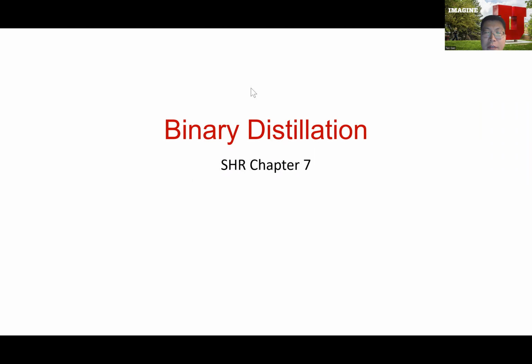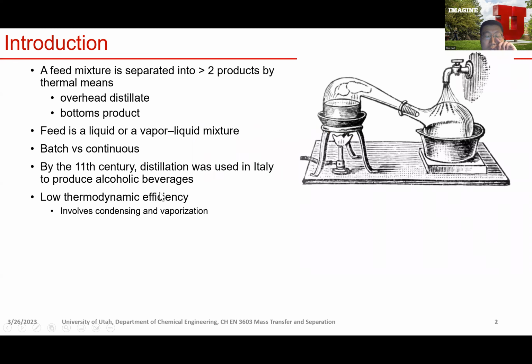Okay, starting from this lecture, we're going to talk about binary distillation. In binary distillation, in distillation in general, we have a feed mixture that is separated into at least two products by thermal means, right?